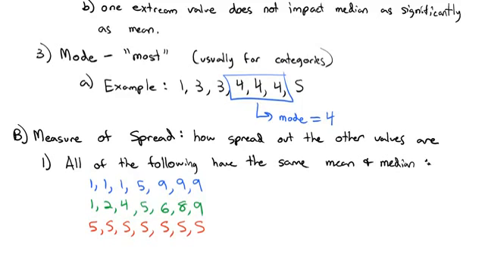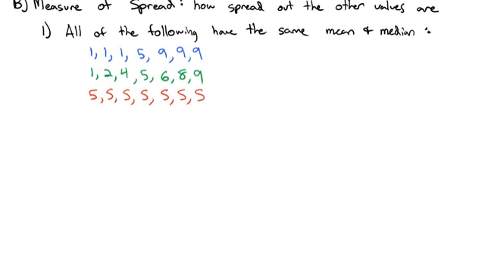There's no difference between these 3 data sets if I just look at the center. But the numbers are spread out quite differently. The first data set, the blue one, is spread out very far. The green one is spread out kind of evenly, and the red one has absolutely no spread in it at all. This is why we need a measure of spread. And the most basic measure of spread is what we call the range. The range tells us how much space there is between the largest and the smallest number.